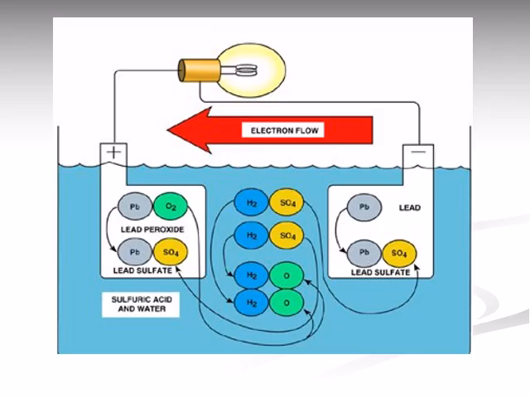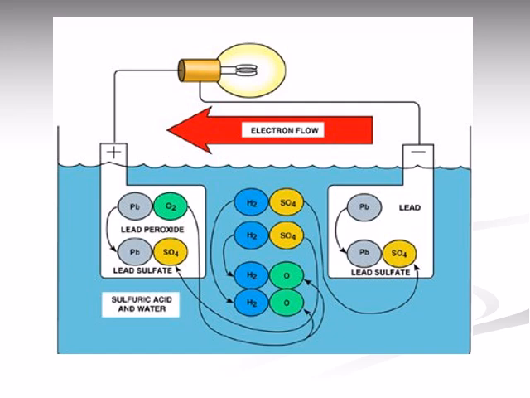This diagram illustrates the chemical changes that occur during the discharge of a lead-acid battery. When the battery delivers current to an external load, such as lighting a bulb, electrons flow from the negative plate to the positive plate through the external circuit. Inside the battery, the negative plate is made of lead, and the positive plate is lead peroxide. Both plates are submerged in an electrolyte made of sulfuric acid and water.